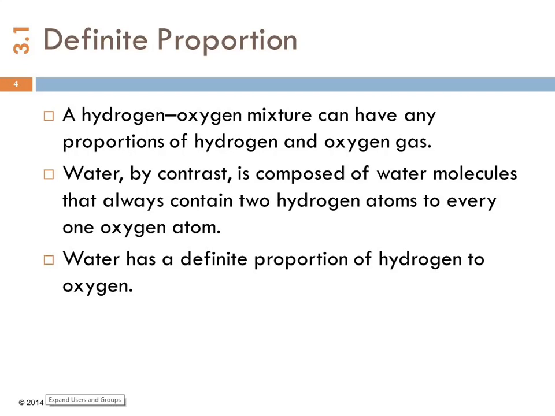Mixtures are different from compounds in that the proportions are variable in a mixture and they are fixed in a compound. If you have a mixture, you could have any proportion. In a compound such as water, the proportions are always the same: 2 hydrogen atoms to 1 oxygen atom. We call this definite proportions, always the same.